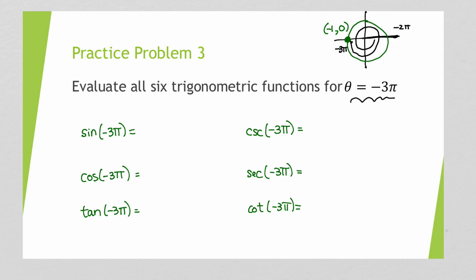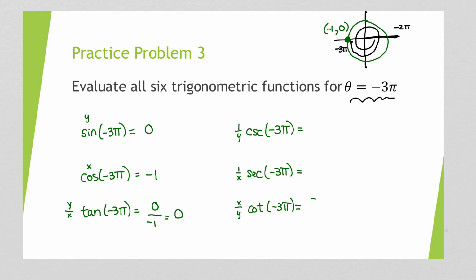And therefore, let's find all the values. Remembering, sine is y, cosine is x, tangent is y over x, cotangent is x over y, secant is 1 over x, cosecant is 1 over y. See if you're matching my answers. I have that the sine is 0. I have that the cosine is negative 1. I have that the tangent is 0 divided by negative 1, which is just 0.